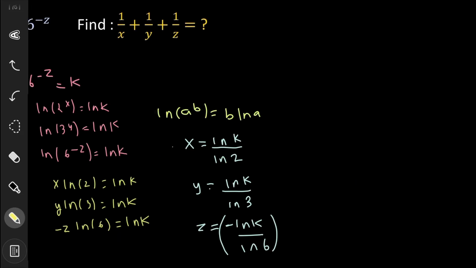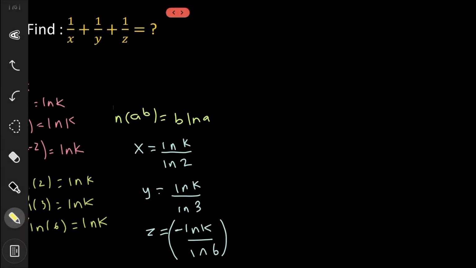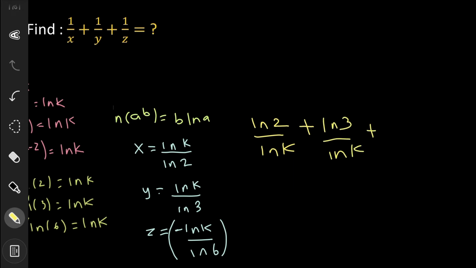So here we have got the value of x, y and z. So let us replace x, y, z in this equation with these values. So 1 upon x will turn out to be natural log of 2 upon natural log of k, plus 1 upon y will turn out to be natural log of 3 upon natural log of k, plus 1 upon z. So the value of z is negative, so this plus sign will simply turn out to be negative first of all, and 1 upon z is there, so I will take the reciprocal of the value of z. So it is natural log of 6 divided by natural log of k.